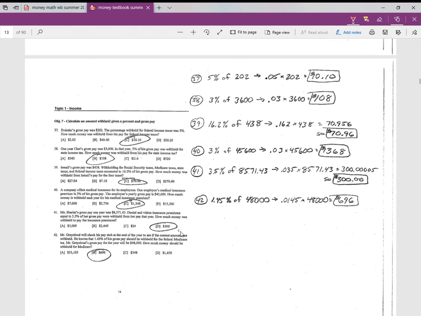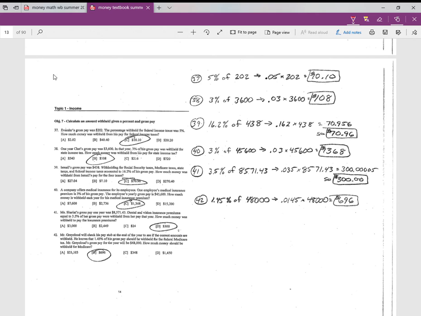Objective 7, another quicker type of objective here. It's calculating an amount withheld given a percent in gross pay. So this time, they're going to give you the gross pay, but they're going to give you a percent. Okay, and then you need to find the amount that was withheld.